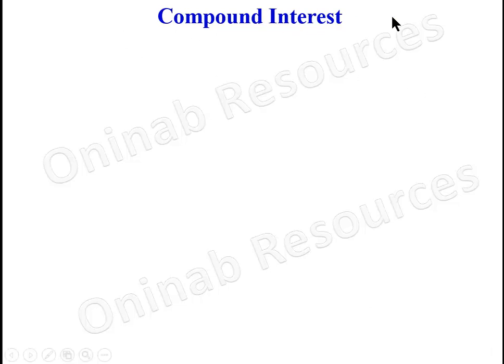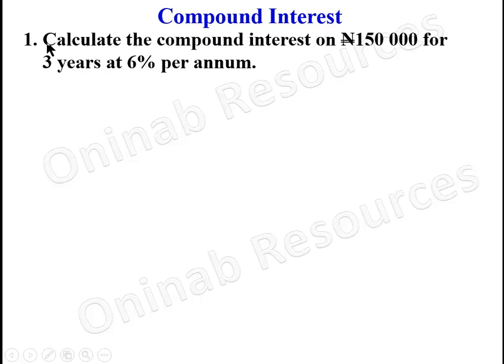The topic is compound interest. So we take our first problem: calculate the compound interest on 150,000 naira for 3 years at 6% per annum.